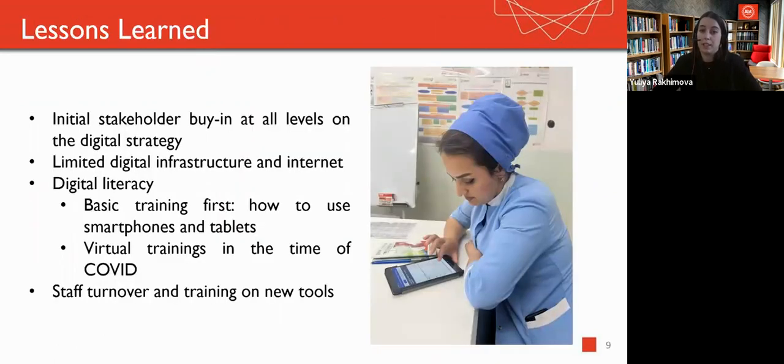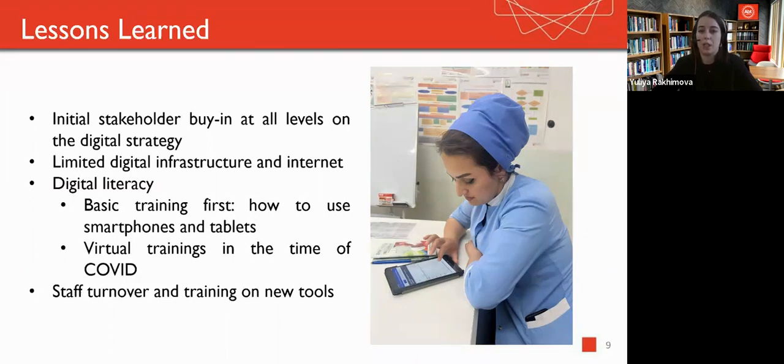You might see by now that we implemented an ambitious digital strategy and we had to overcome some challenges. First, we needed to make sure key stakeholders understood the digital strategy, why it was so important to try this new approach, and how it would improve efficiency.